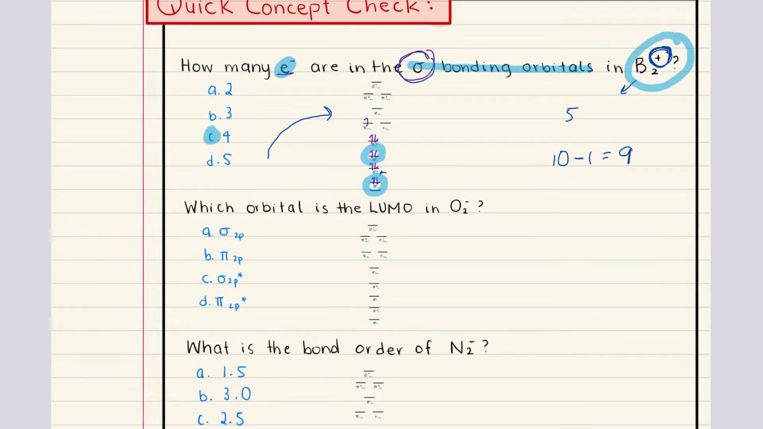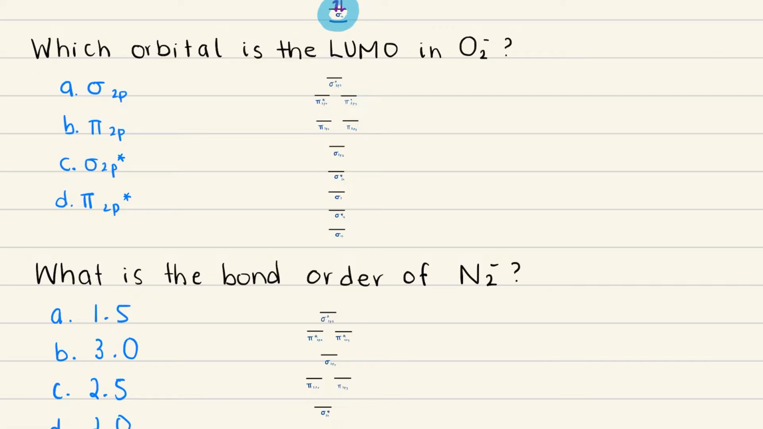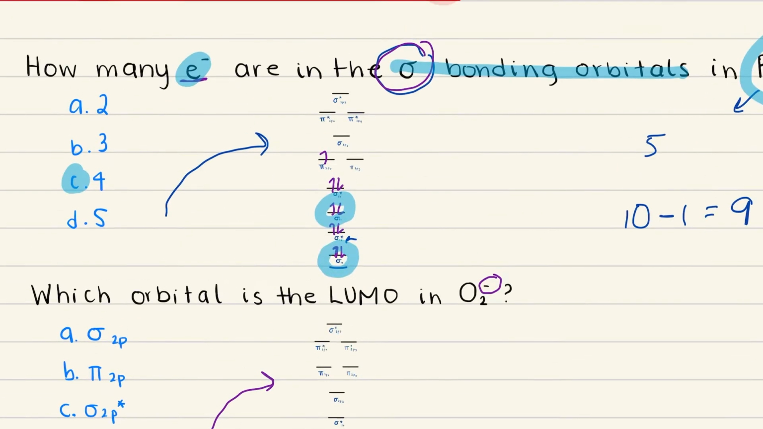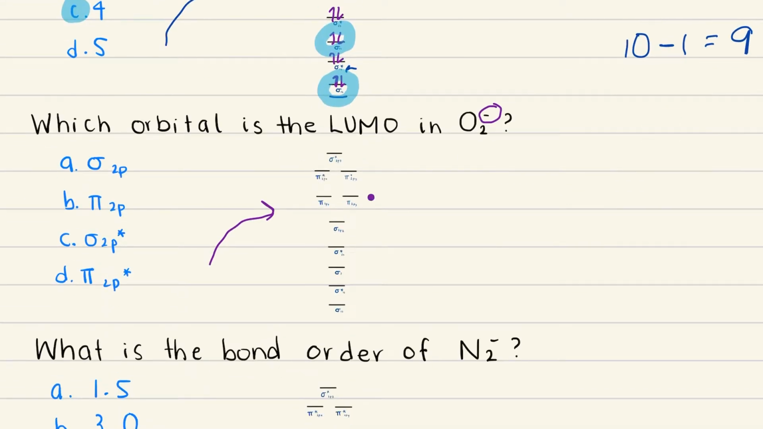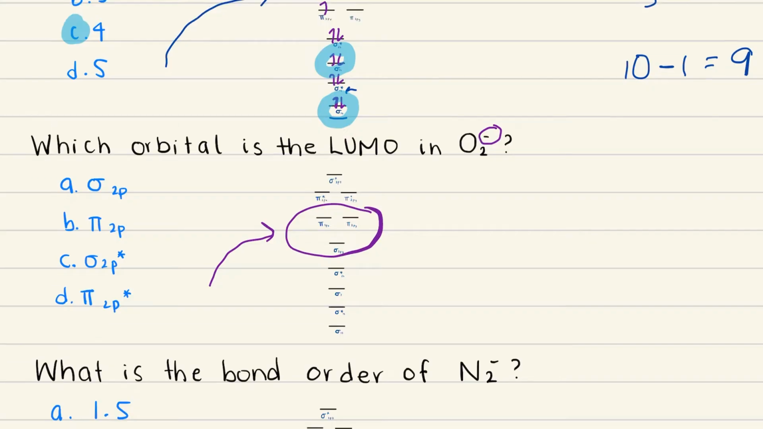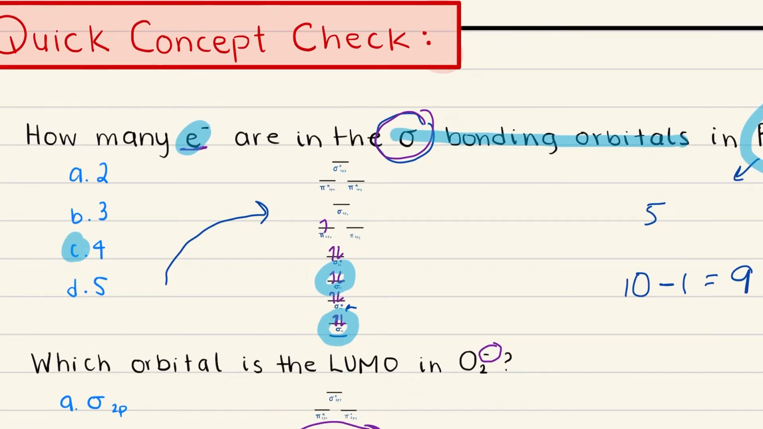This next question says, which orbital is the lowest unoccupied molecular orbital in dioxygen? Dioxygen here has an extra charge. It's a -1 charge, which means it's gained an electron. Here we have the molecular orbitals that we need to fill. Notice it's different from diboron because dioxygen has a difference in its energy for the pi 2p and the sigma 2p bonding orbitals. This is something you want to keep in mind. Remember the difference because it will make an impact on how you answer problems.